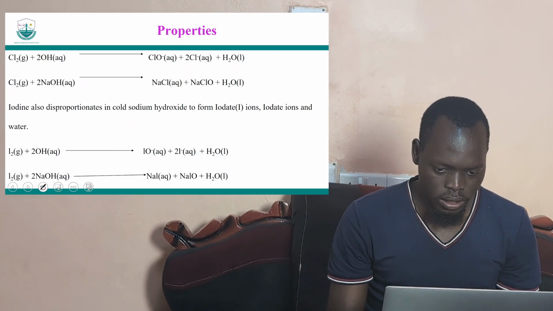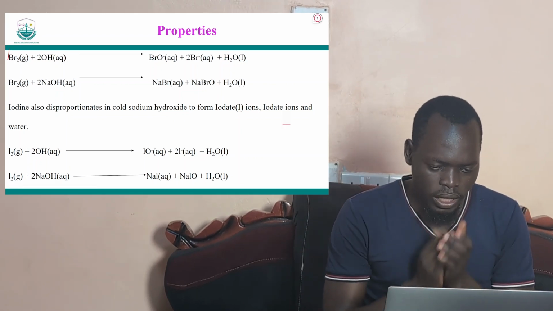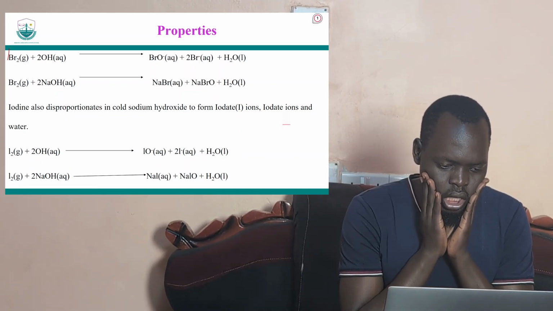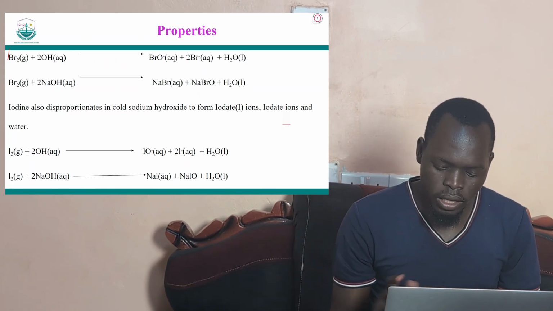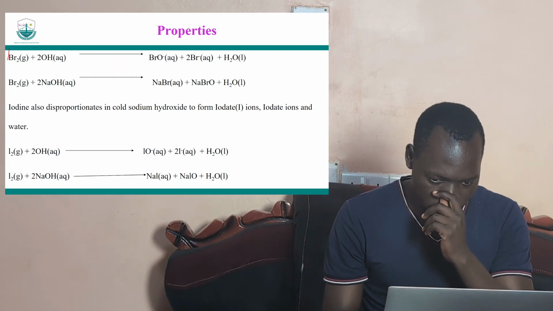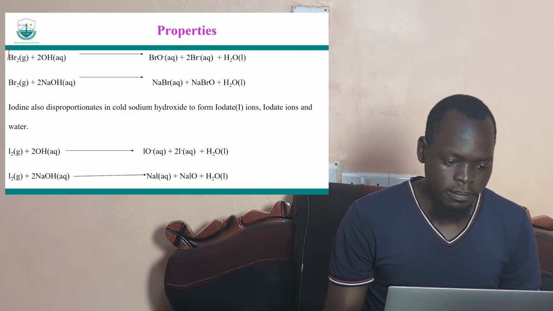Iodine happens in the same way. So that's basically the reaction for bromine, and iodine too goes through the same reaction to form iodate(I) ions, iodide ions, and water.